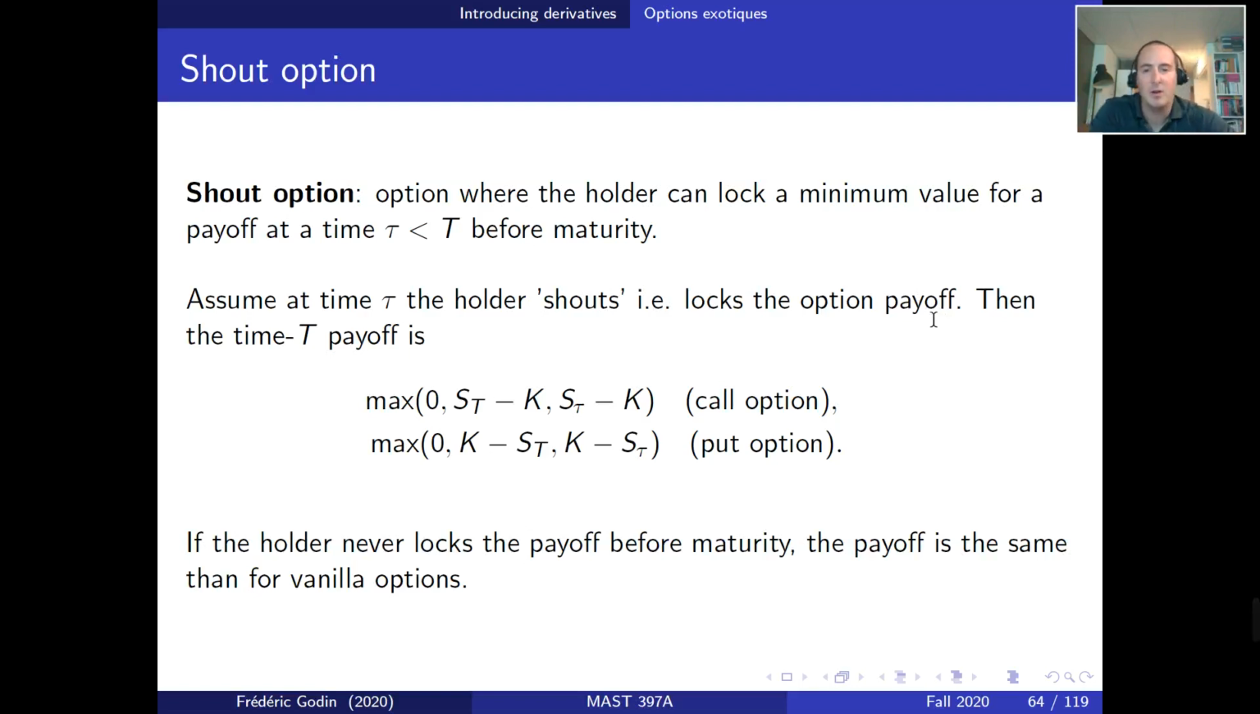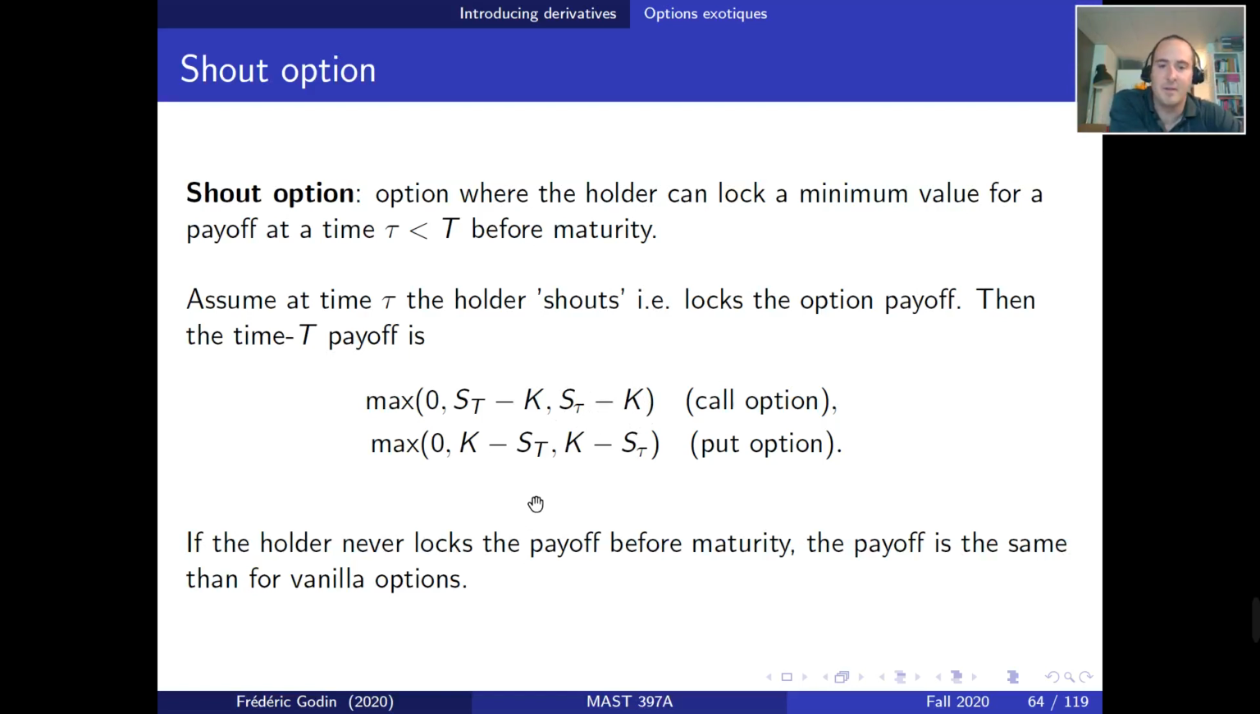So if you have a call option, the payoff is the maximum between 0, S_T minus K, which is the regular call option payoff, and S_tau minus K, which is what the payoff would have been if the option matured at time tau.